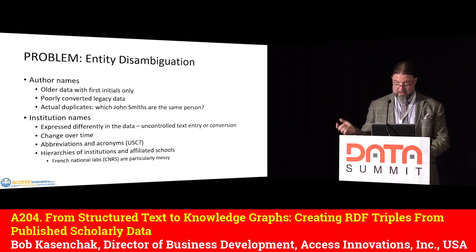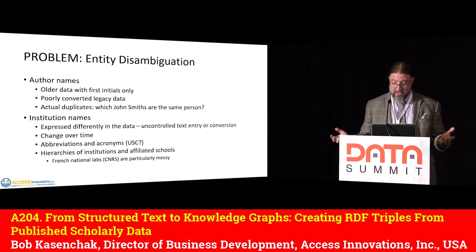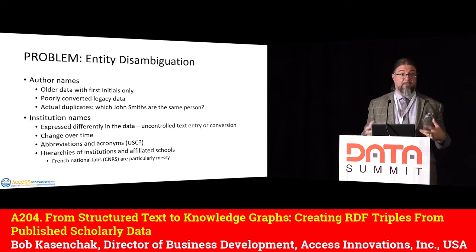Now there, again, are some resources for this of persistent identifiers of researcher names. ORCID is great, but it has its own problems. And it's really only relevant for living authors and newer data. Those persistent identifiers don't exist for authors in your legacy content. But the most difficult problem is author name duplication and disambiguation.